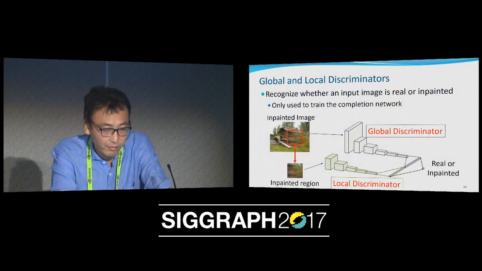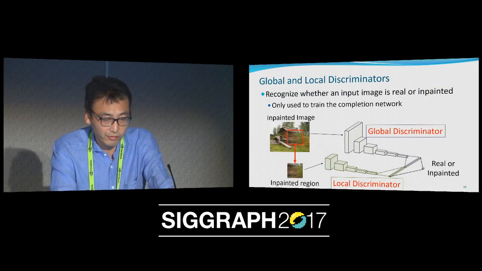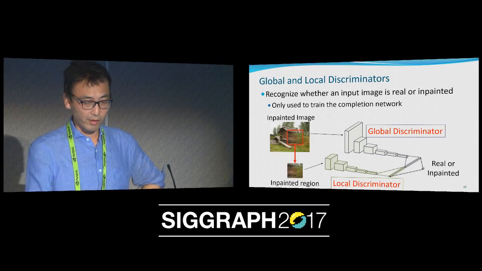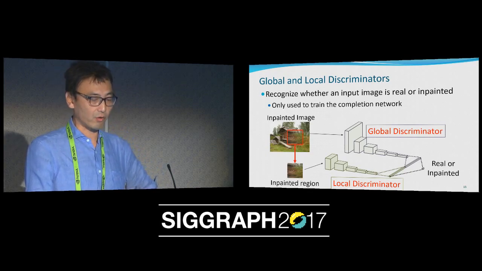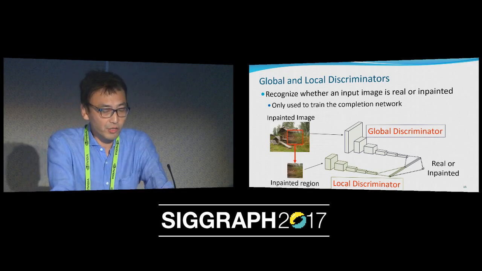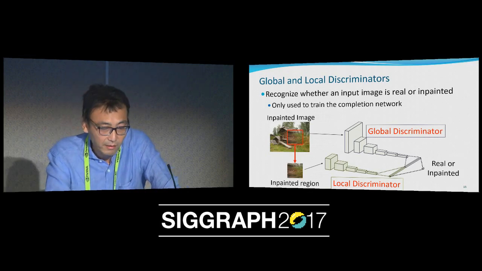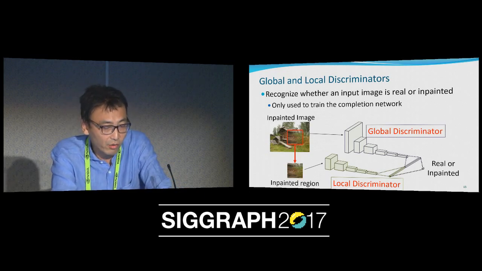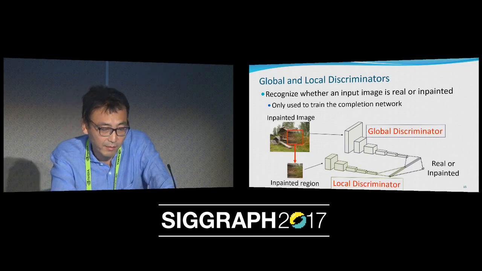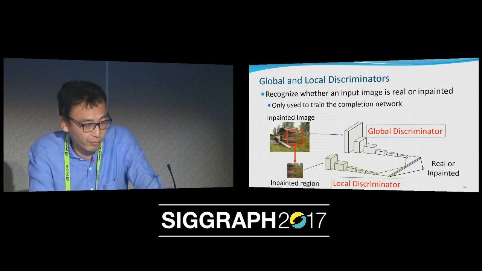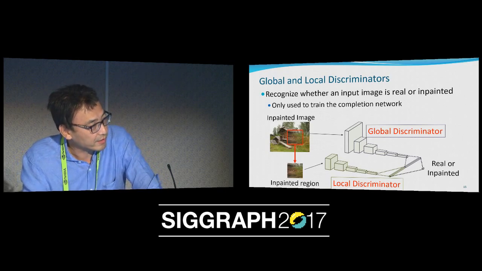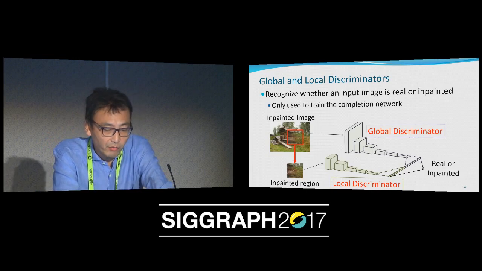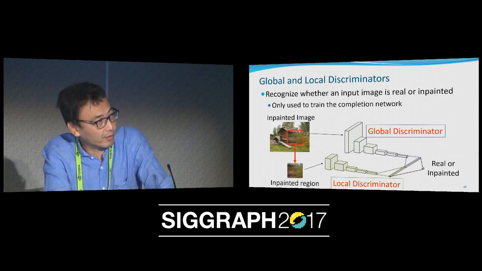Okay, now about the discriminators. There are two discriminators. They are convolutional neural networks trained to recognize whether an input image is real or inpainted. The global discriminator takes the entire image as input, and the local discriminator takes an image patch centered around the completed region as input, just around the hole. These networks are only used to train the completion network, as I said before.